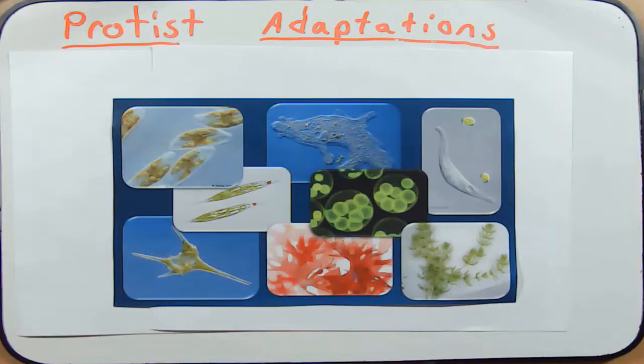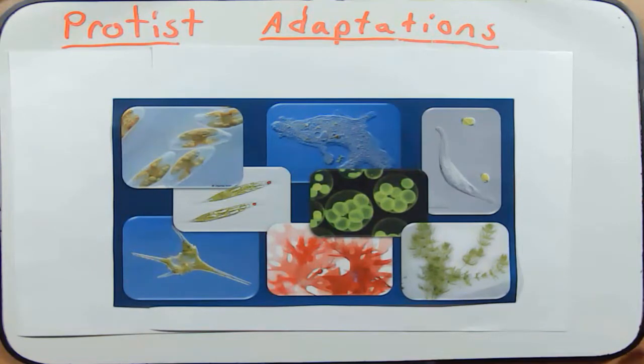In the last video, we talked about the rise of eukaryotes. And in that video, I also introduced you to the protist. And in this video, we're going to look more closely at a protist. More specifically, we're going to talk about the many types of adaptations protists have and how that has allowed them to be evolutionarily successful. So what you see in this picture here, these are all examples of protists.